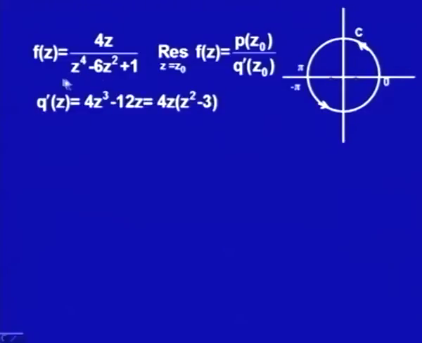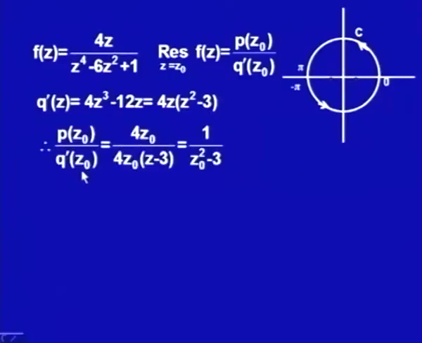q dash z would be 4z cube minus 12z. We could rewrite it as 4z times z square minus 3. So, what will be p(z naught) upon q dash(z naught)? p(z) is 4z. So, 4 z naught upon 4 z naught into z naught square minus 3. What we would get is 1 upon z naught square minus 3. So, the residue at z equal to z naught would be 1 upon z naught square minus 3.